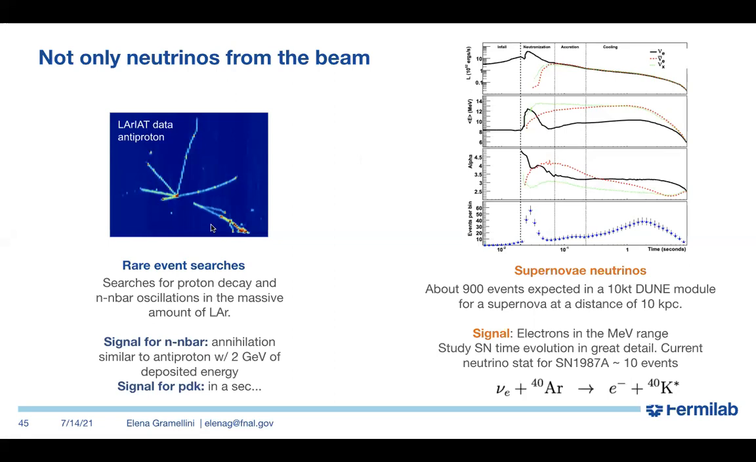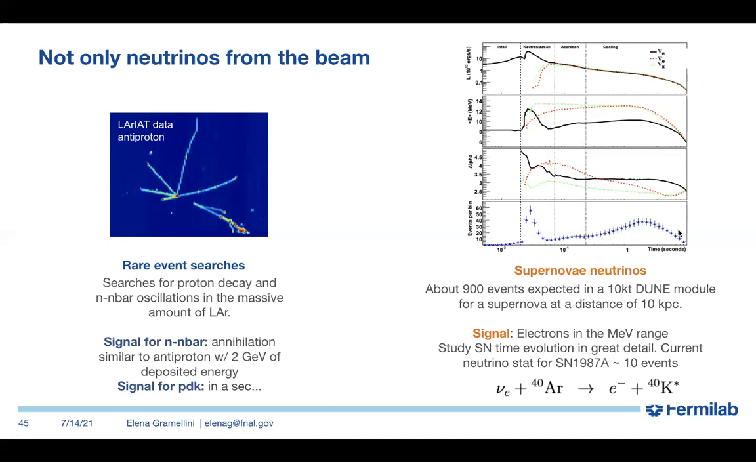And for proton decay, we're going to talk about the signature in a second. The other fun physics that we can do with Dune is waiting for supernova neutrinos. In one Dune module, which is about 10 kiloton, we are expecting 900 events for a supernova that is 10 kiloparsec away. The signal is going to be electrons in the MeV range with a big burst at the beginning and then a rise after some seconds.